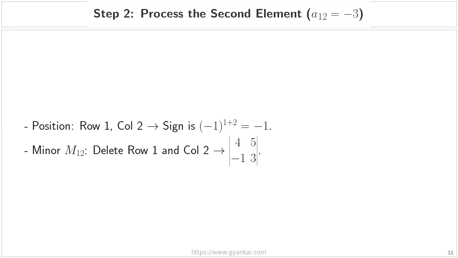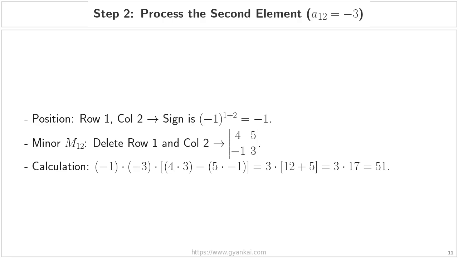Next, we need to find the minor, which we call M12. Just like we did in the previous step, we mentally cross out the entire first row and the entire second column. This leaves us with a smaller 2 by 2 matrix consisting of the numbers 4, 5, negative 1, and 3.